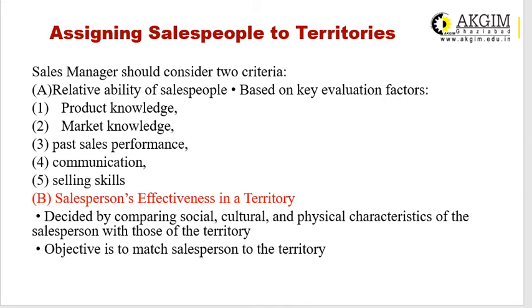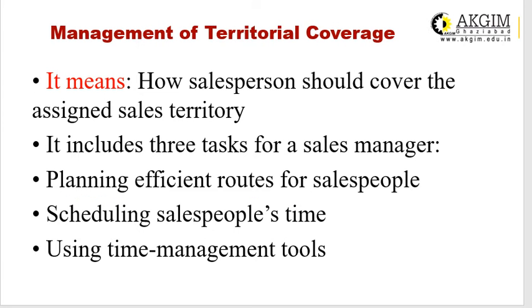Then you have the salesperson effectiveness in a territory. You have to see how effective the salesperson is in a particular territory. That is done mostly by comparing the social, the cultural and physical characteristics of the salesperson with respect to the particular territory. The main objective in this is to match the salespersons to the territory.